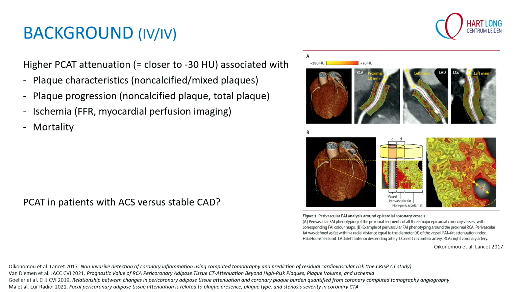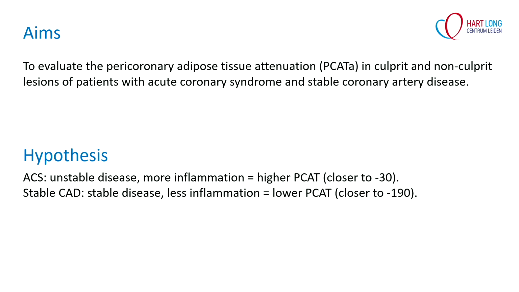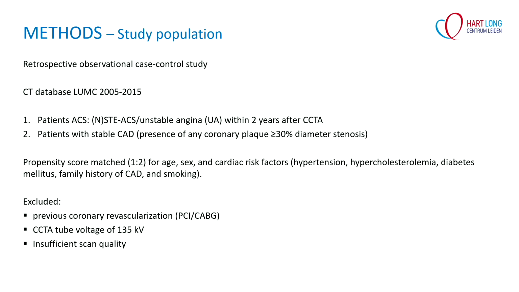So I think then you go earlier in the disease. So that is the state where we're looking at here. So PCAT in patients with ACS versus stable CAD. ACS, unstable disease, more inflammation. PCAT closer to, let's say, minus 30, minus 50. And stable disease, lower PCAT, more in the direction of 190.